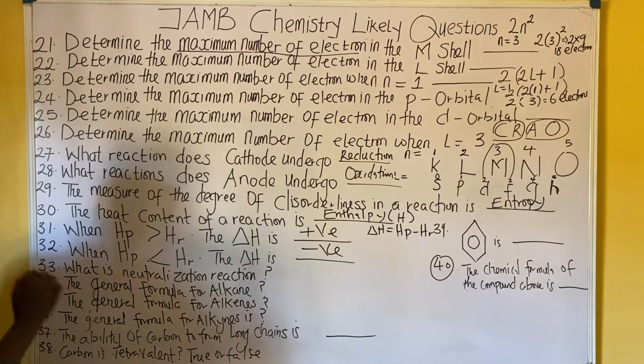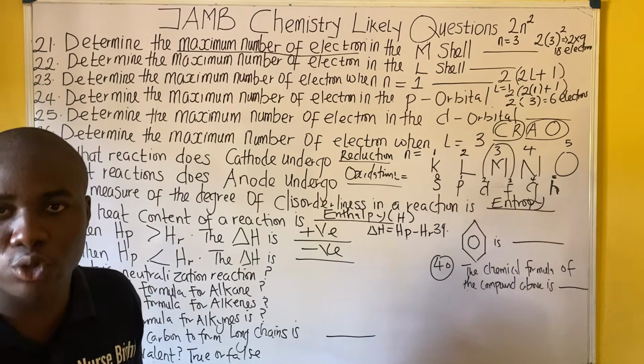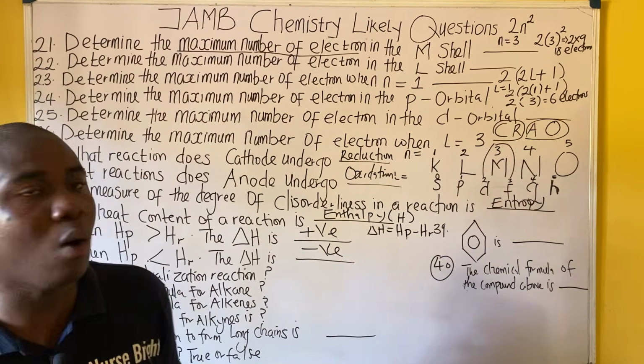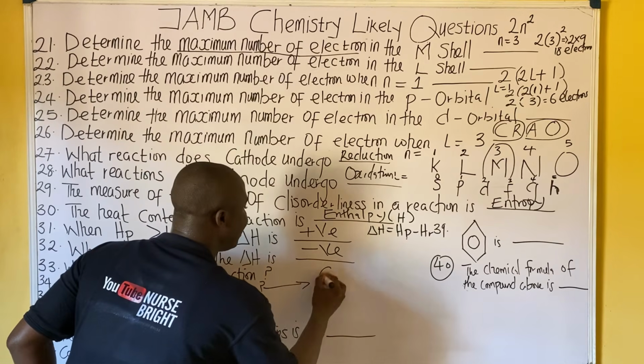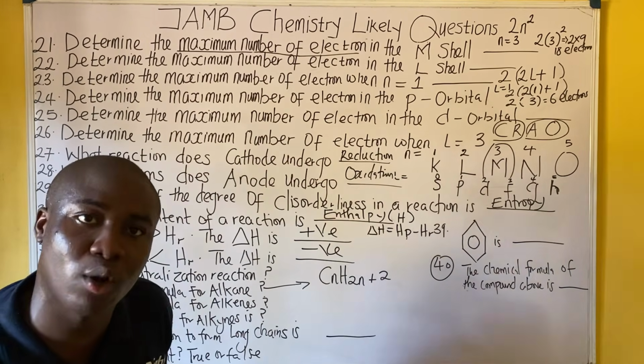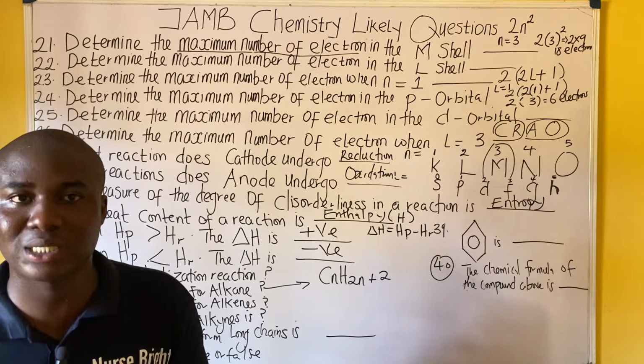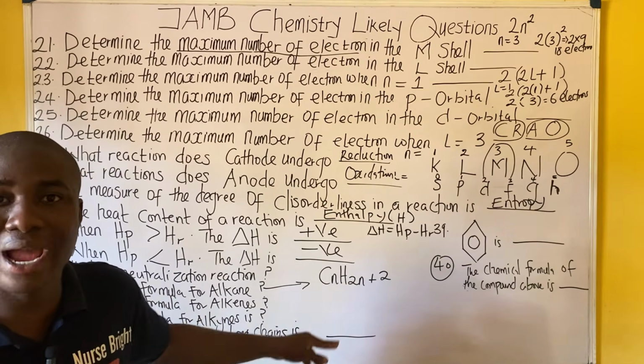So the next question says, the general formula for alkane. Remember, alkane is a hydrocarbon. Alkane is an organic compound. And the general formula for alkane is simply CnH2n+2. Notice, the JAMB exam normally asks this. They will ask you, the general formula for alkane, what was it? It is CnH2n+2.